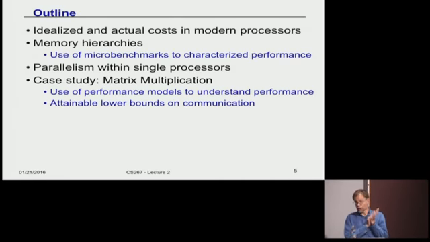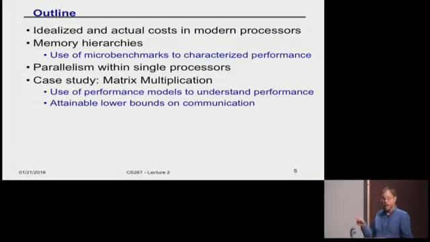I'll also give you a little exposure to parallelism inside a single processor, because as I said before, some of that parallelism, even in one processor, is done for you automatically. Some of it's been done for a long time. And then I'll start doing a case study, which is matrix multiply, and talk about how all these ideas can be used to make matrix multiply go a lot faster.